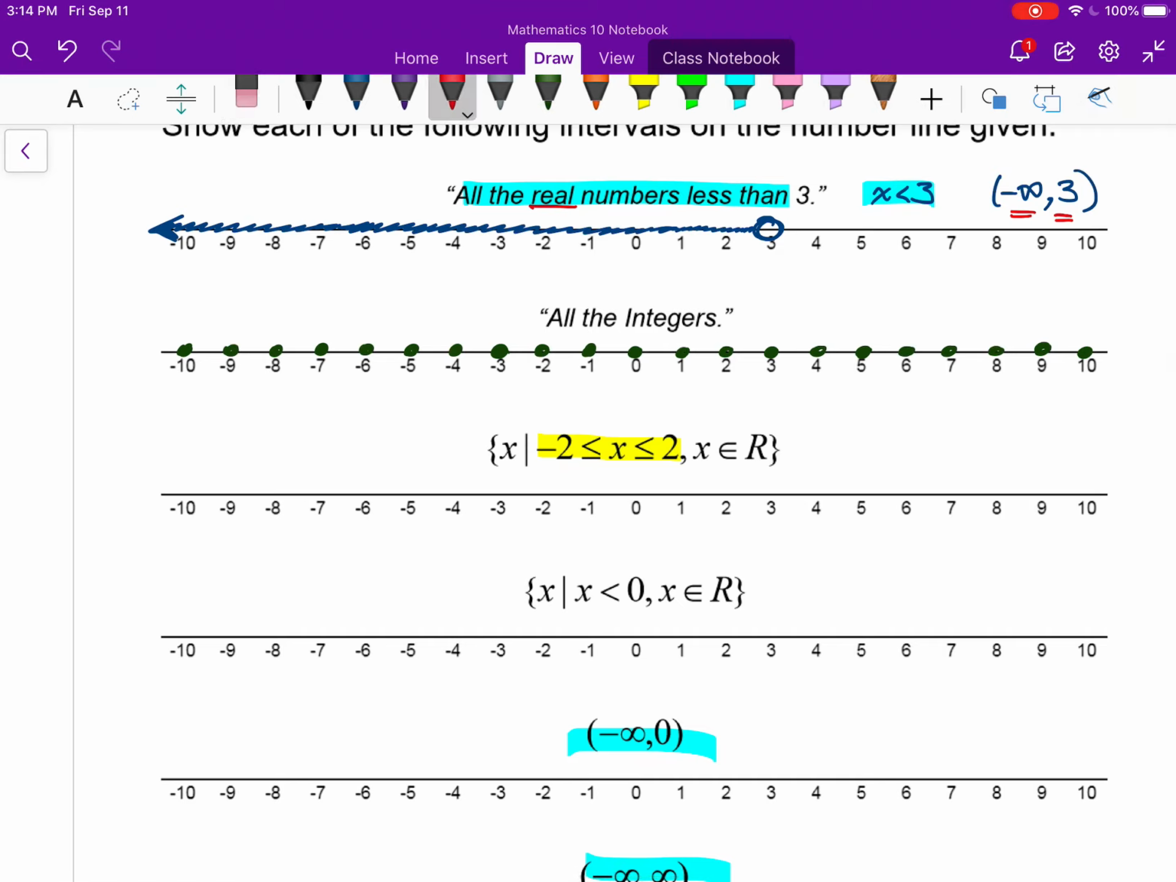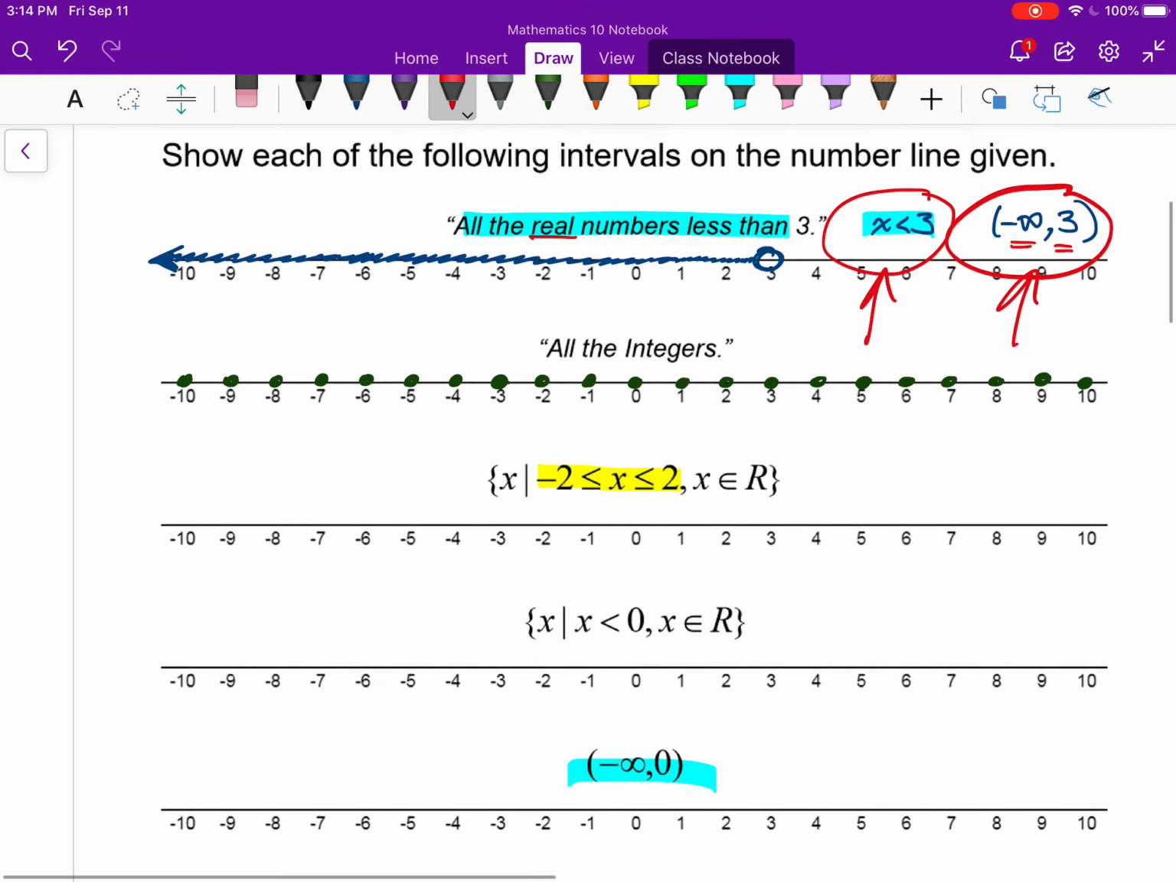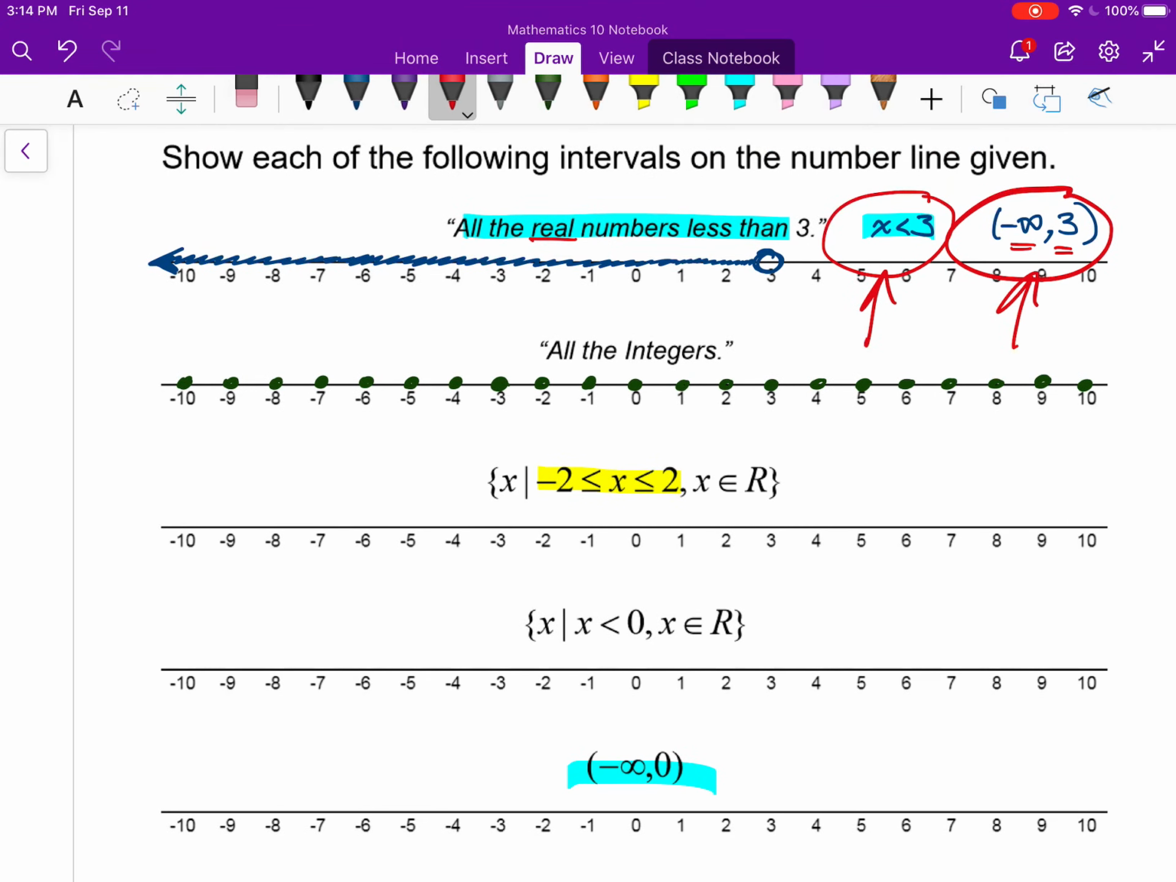I can't really show this statement, all the integers, easily with these methods because it's not continuous. This is a discrete set of points. And again, I'll just leave it like that. Okay? And remember, all I asked for each of these questions was to show these values on the number line. All right, so next.